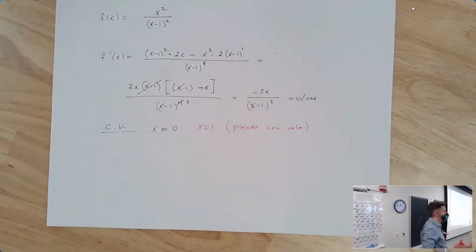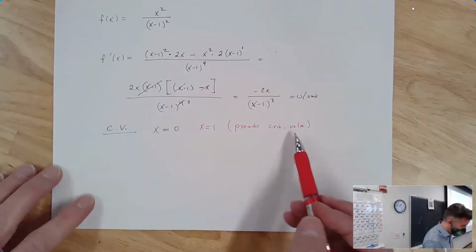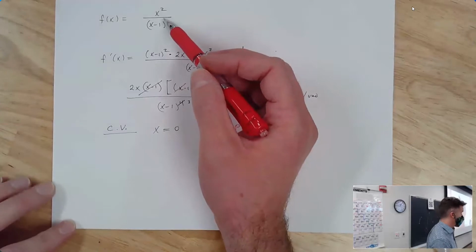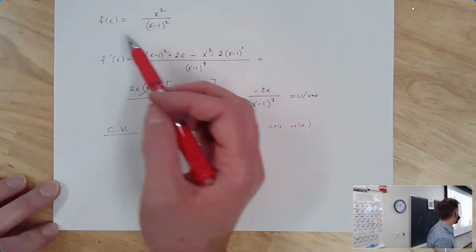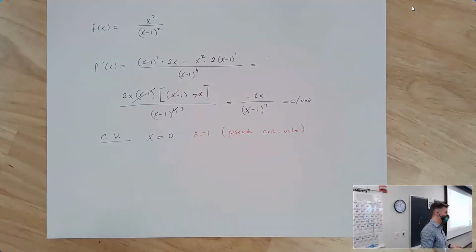Why isn't it a critical value? Because it's not in the domain of the original function, right? If you plug 1 back into the original, it is undefined. If you graph this function, what kind of feature is happening at x equals 1? It's got a vertical asymptote. You definitely can't have a critical point at a place where you don't have a point on the graph.